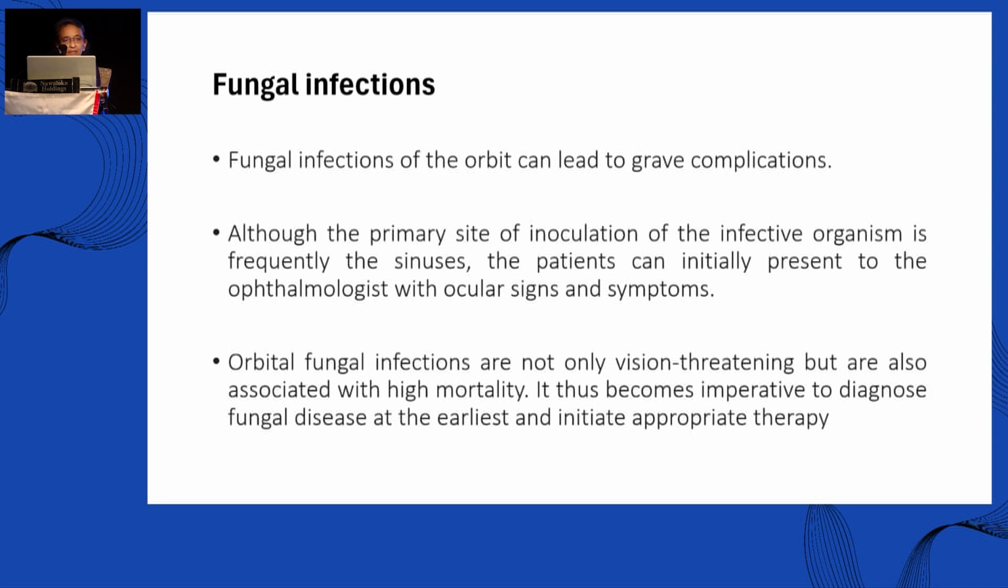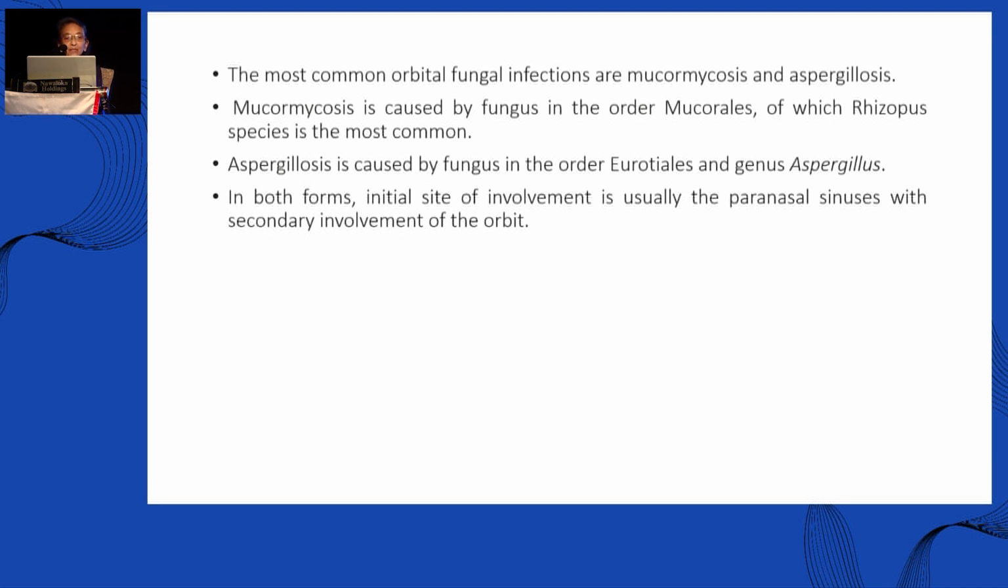We should not forget that it is not only bacterial; there can be fungal infections of the orbit, and that can lead to grave complications. Although the primary site of inoculation of the infective organism is frequently the sinus, patients can present initially with ocular symptoms and signs. Orbital fungal infections are not only vision threatening but also associated with high mortality. I have no time to discuss all these things, but just to say that the most common orbital fungal infections are due to mucormycosis and aspergillosis.